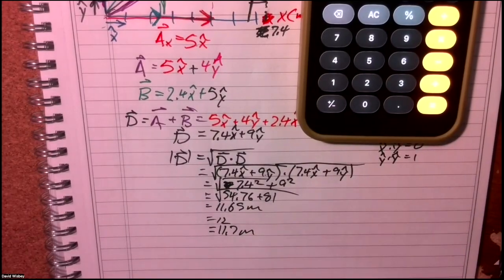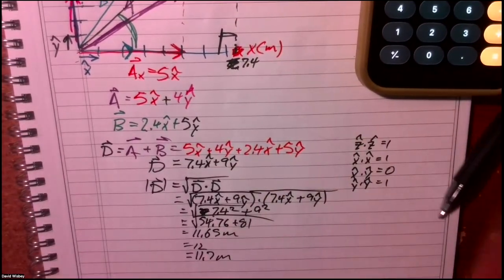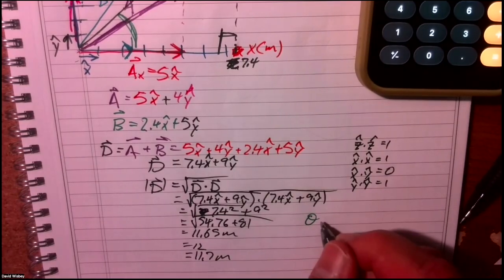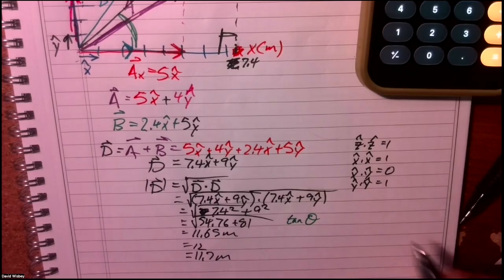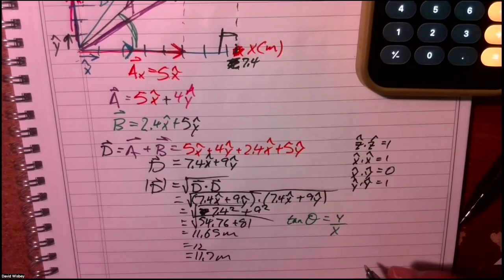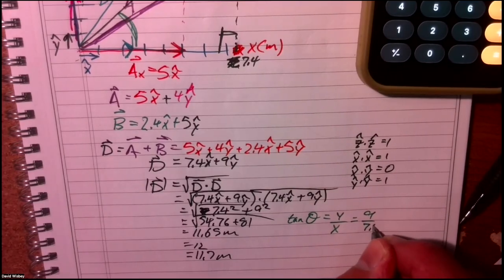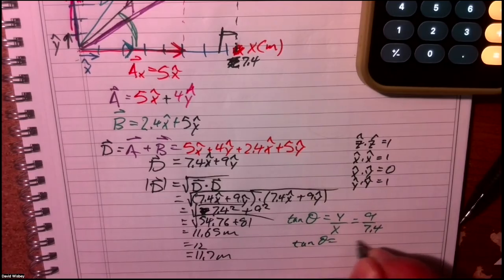But what's my angle? My angle theta is going to equal, well, I know that tangent of theta will equal y over x. And y is 9, and x is 7.4.